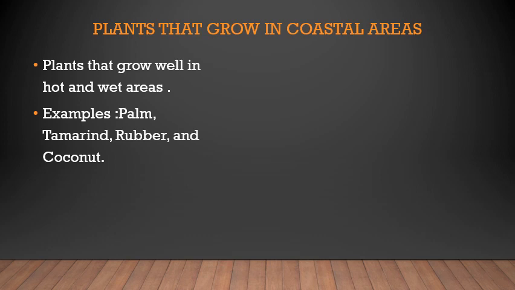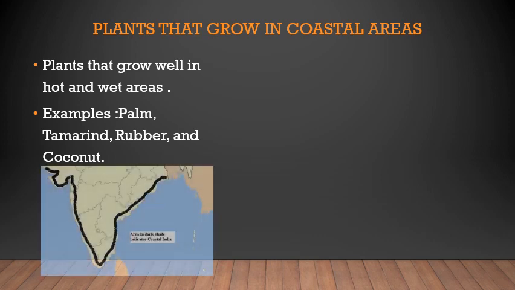Now, we are going to see the plants that grow in coastal areas. First you need to understand what coastal areas are. As you can see on the screen, I have shown you the Indian map, where the black line is marked, right? That line shows the coastal areas. That means it is very close to the sea or the ocean. All that region that comes close to the sea or the ocean is called the coastal area.